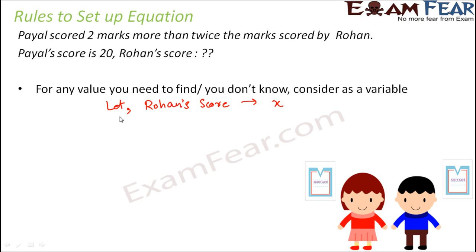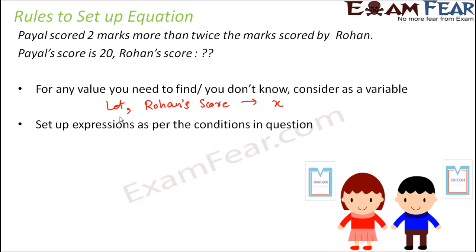For any value that we do not know or will have to find, we will assume that as a variable. Fine. The second step is to set up expressions as per the conditions in the question. Now the question will definitely have some condition or criteria. So in this case, what is the condition? It says that Payal scored 2 marks more than twice the marks scored by Rohan. So this is the condition given in the question. So this is the criteria. So let us make that expression.